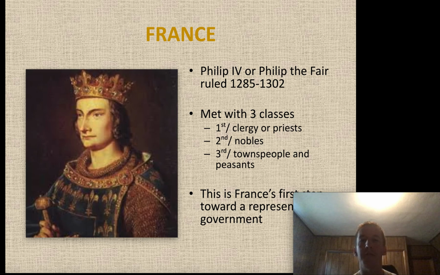Philip IV, or Philip the Fair, ruled from 1285 to 1302. He met with 3 different classes in France: the clergy, the nobles, and the townspeople, and that is going to be France's first step toward a representative government as well.